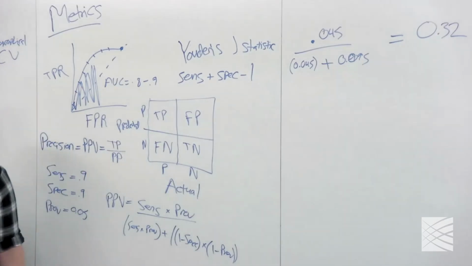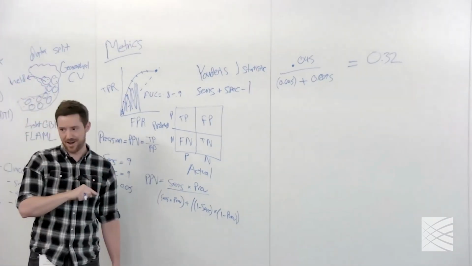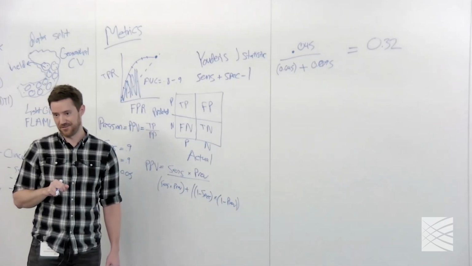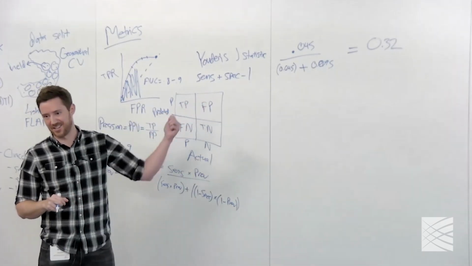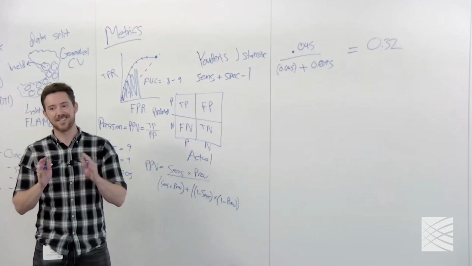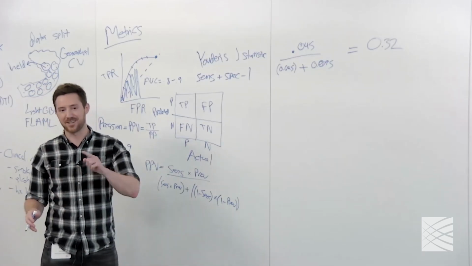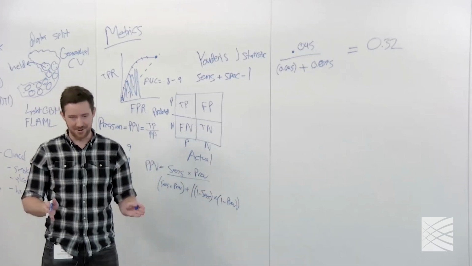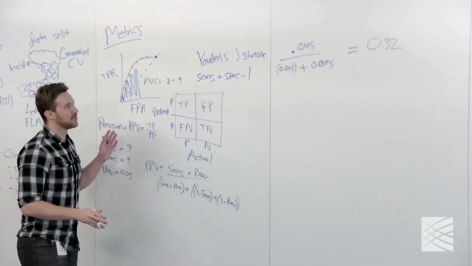So again, precision answers the question, out of who you predict is positive, who's positive? And the answer is 32% in this particular context because of the low prevalence, which means 68% of the time, when the model predicts that somebody has dementia, they don't, which is why prevalence is so important.